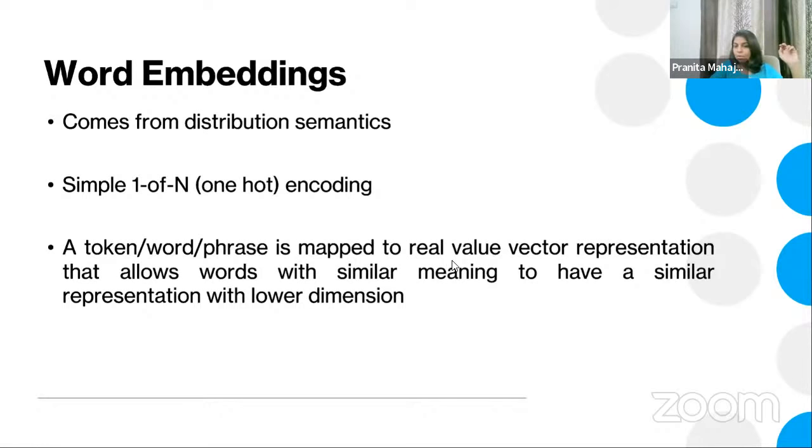So it is mapped to a real value vector representation that allows words with similar meaning to have a similar representation with lower dimension. So what is the aim here? The aim is that I have a word, right? I want to represent that word.